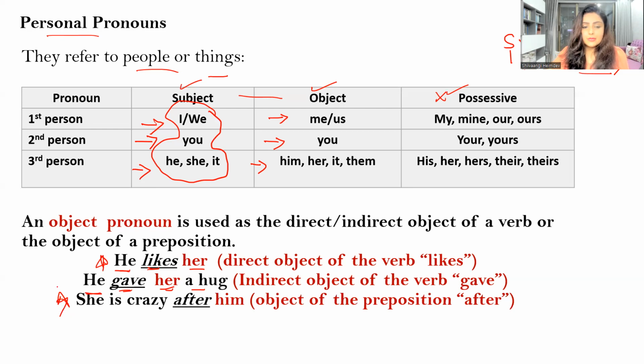Now, you know what is the subject here? She. Look at this. She is the subject. Okay, subject pronoun. Him is what? Object pronoun. Is is what? Verb. Crazy is an adjective, which is okay. And after is a preposition.